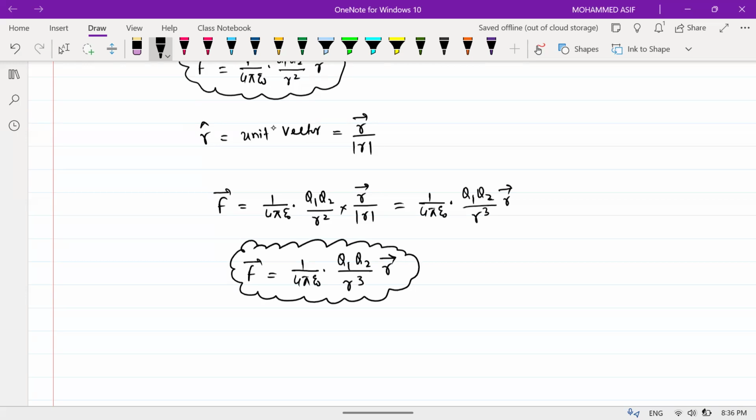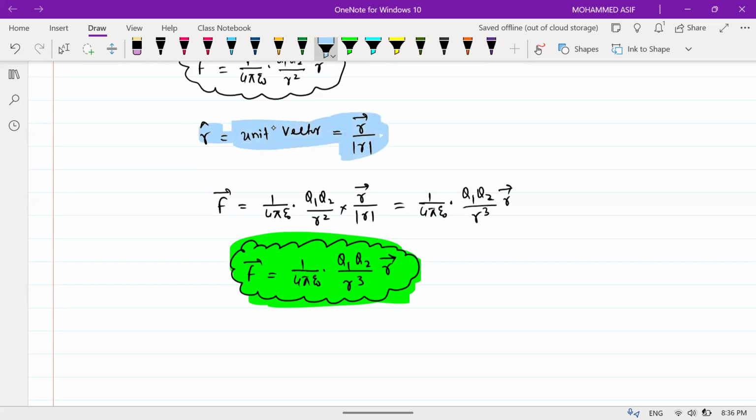Am I clear? Yes, sir. F is equal to 1 by 4 pi epsilon naught Q1 Q2 divided by R cube into R bar. And R cap is nothing but the unit vector, R cap equal to R bar divided by mod of R. Clear?